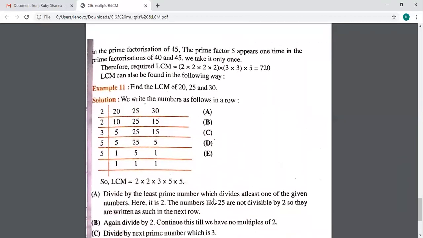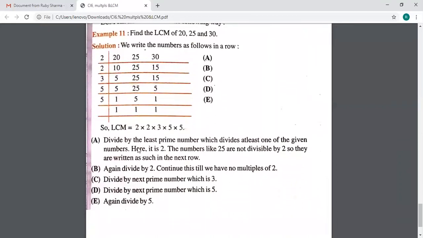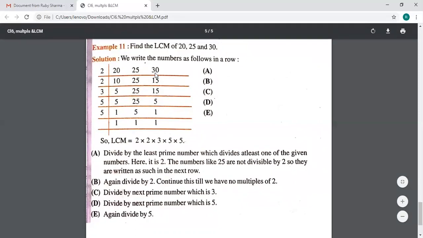So now this is another method, 20, 25 and 30. Now this is similar to prime factorization only, but it is all done together. So we say division method. Now what is the first step? Divide by the least prime number which divides at least one of the given numbers.